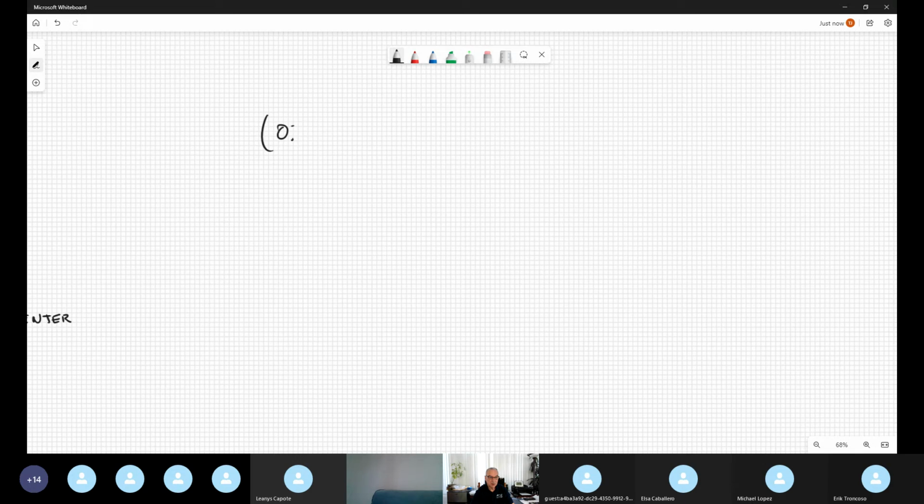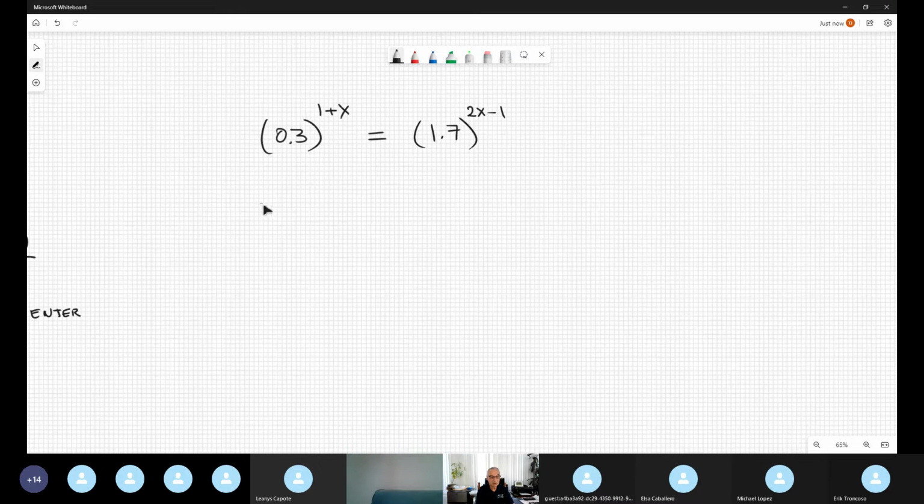0.3 raised to the 1 plus x equals 1.7 to x minus 1. Wow, looks horrible. However, it's easy.